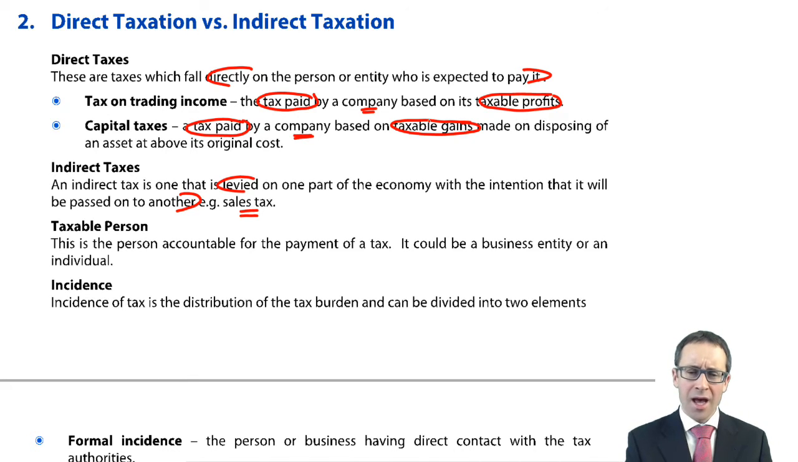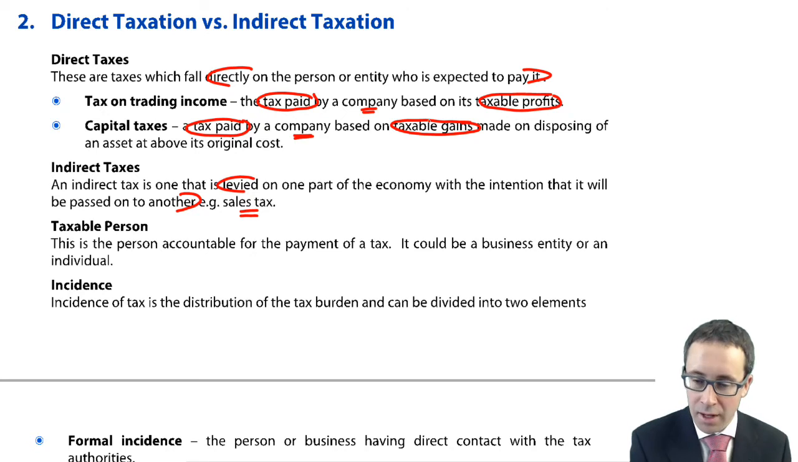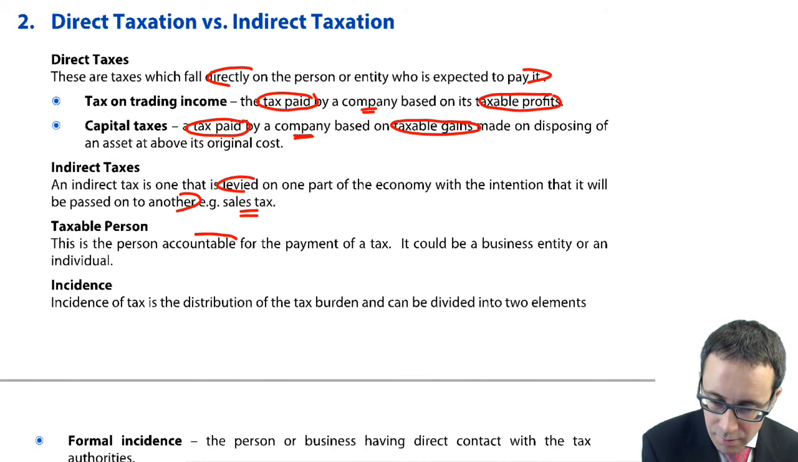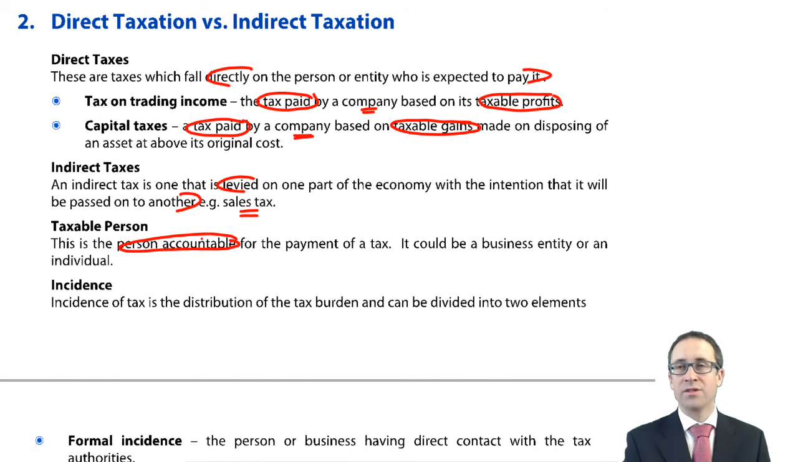Okay, again, I find things get a little bit tedious for a little bit here, so I apologise. But it's just going through and looking at definitions that you need to know, that you need to learn, and then ultimately be able to apply. So the first one is your taxable person. So that is the person accountable for the payment of tax.